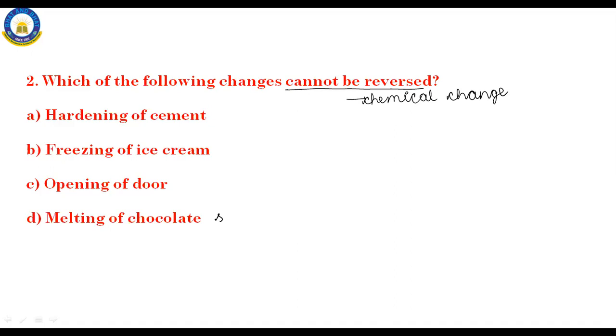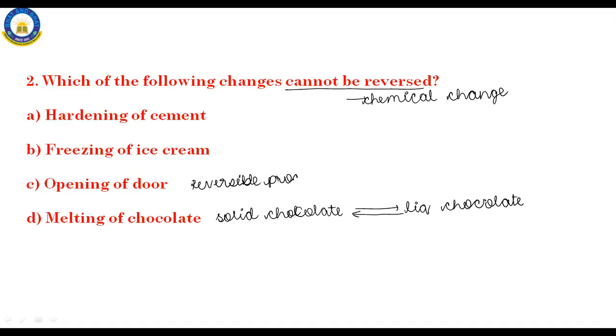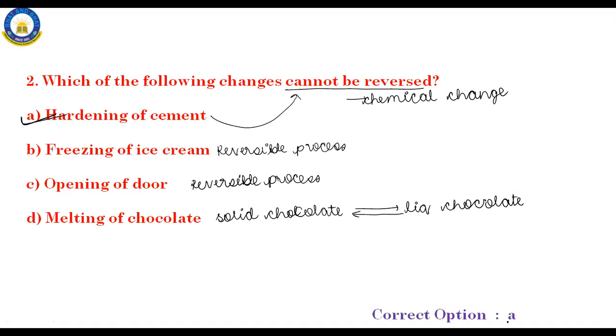Let me take a solid chocolate. On heating, it will form the liquid chocolate, so the chocolate is melted. Again, this liquid chocolate on cooling will form a solid chocolate only. Opening and closing of door is a reversible process, and freezing of ice cream as well is a reversible process. But once the hardening of cement is done, it cannot be reversed, and option A is the correct answer for this question.